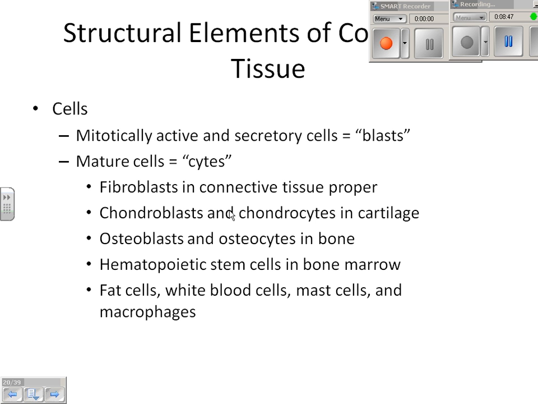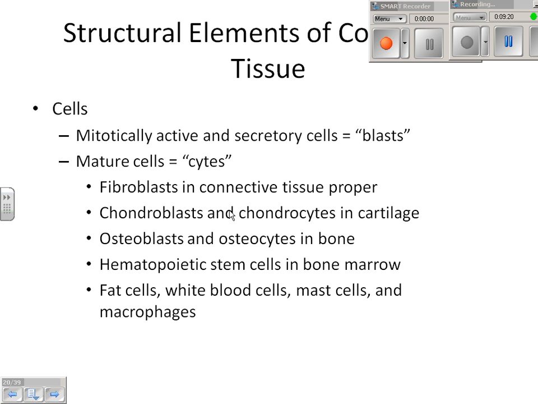Now let me give you just a little bit of terminology so that you understand when you read a particular word in your book what it means. We usually name a cell ending in blast or cyte. For example, chondroblast or chondrocyte. Those are cells of cartilage. And the other thing we do is we name those cells depending on what they do. For example, in connective tissue, you're often going to see fibroblasts and fibrocytes.